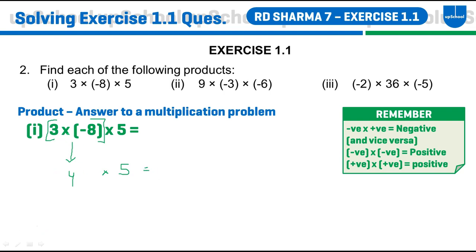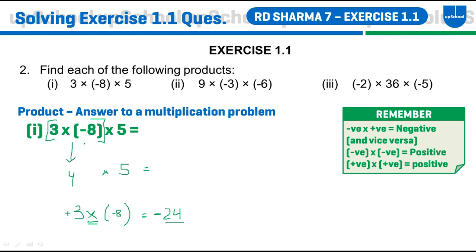Okay, so first let's do 3 times negative 8. This is a multiplication sign, not an x. So we're basically multiplying a positive integer by a negative integer. As we know, any positive integer multiplied by a negative integer, the answer is going to be negative. So now let's do 3 times 8 without worrying about the signs. 3 times 8 is 24. And since we're doing negative, it's negative 24.